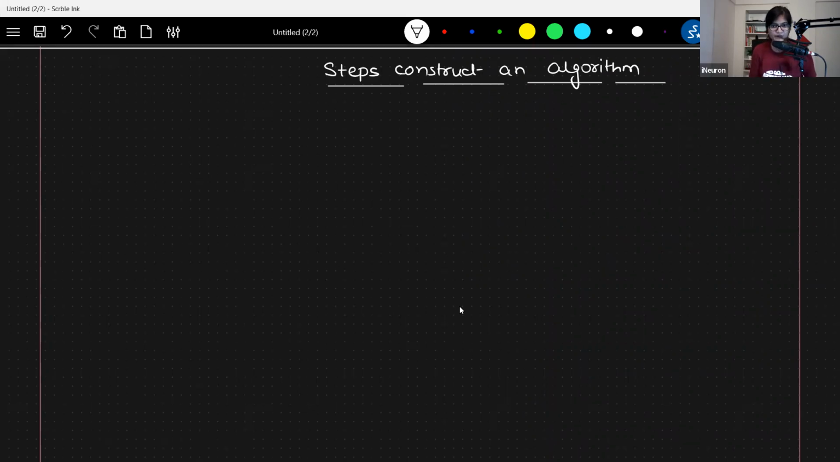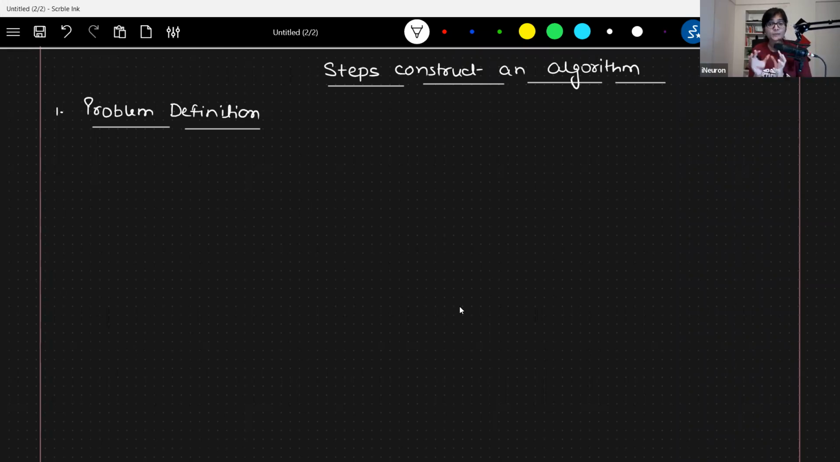What are those steps? The very first important thing is the problem definition. Problem definition means you need to understand end to end what the problem statement is all about. You should be very clear about the problem definition. For example, what particular use case you want to solve. For example, I am giving you a list of numbers and I want a sorted list. So what is the use case here?